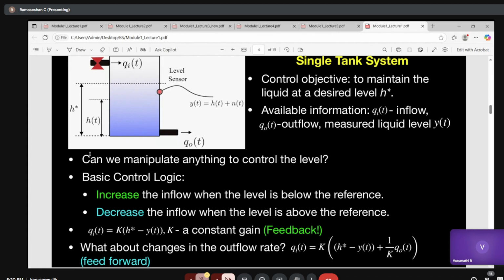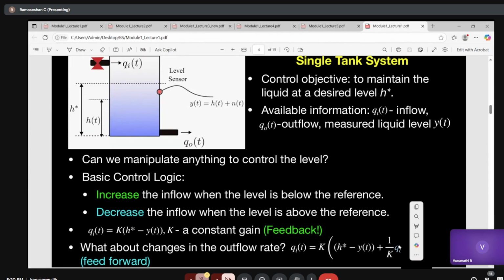The name Q naught of t is not the outflow rate here, but an additional feed forward signal. I think it should be changed to some u of t, then it will be less confusing. So change this Q naught of t to some u of t, or uf, or some f of t, where f is the feed forward signal. Now it is clear? Yes, sir, clear.